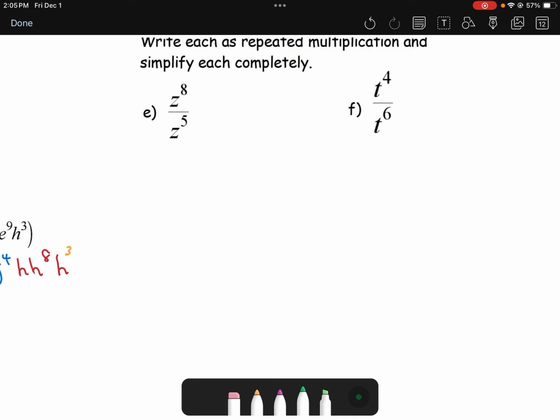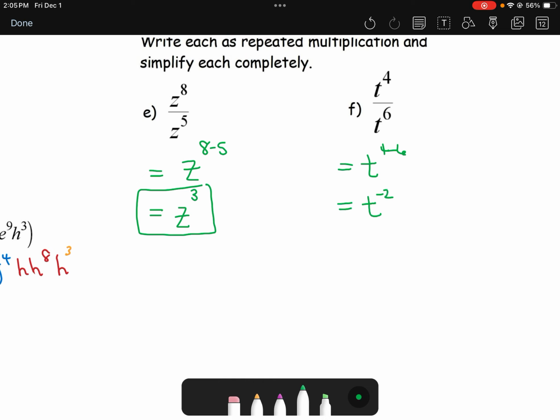Okay, so let's go ahead and look at some division. So I have z to the 8th over z to the 5th. Remember, when you're dividing, you are subtracting. So I'm taking 8 minus 5. 8 minus 5 is 3, so it's z cubed. Okay, so here I have t, and I have 4 minus 6. Well, 4 minus 6 is negative 2.